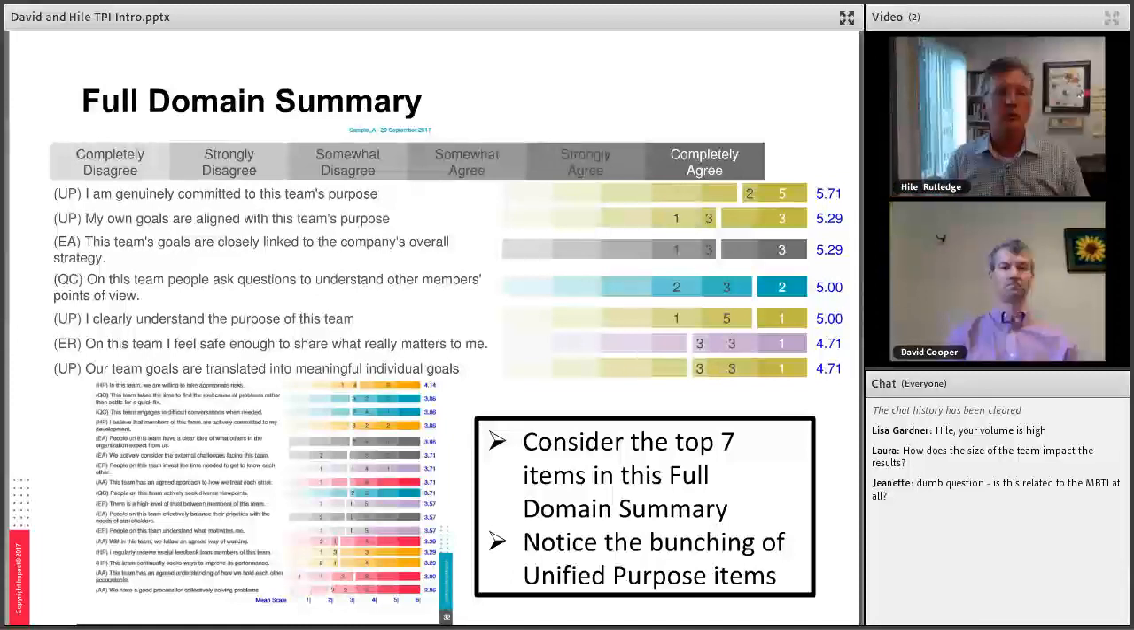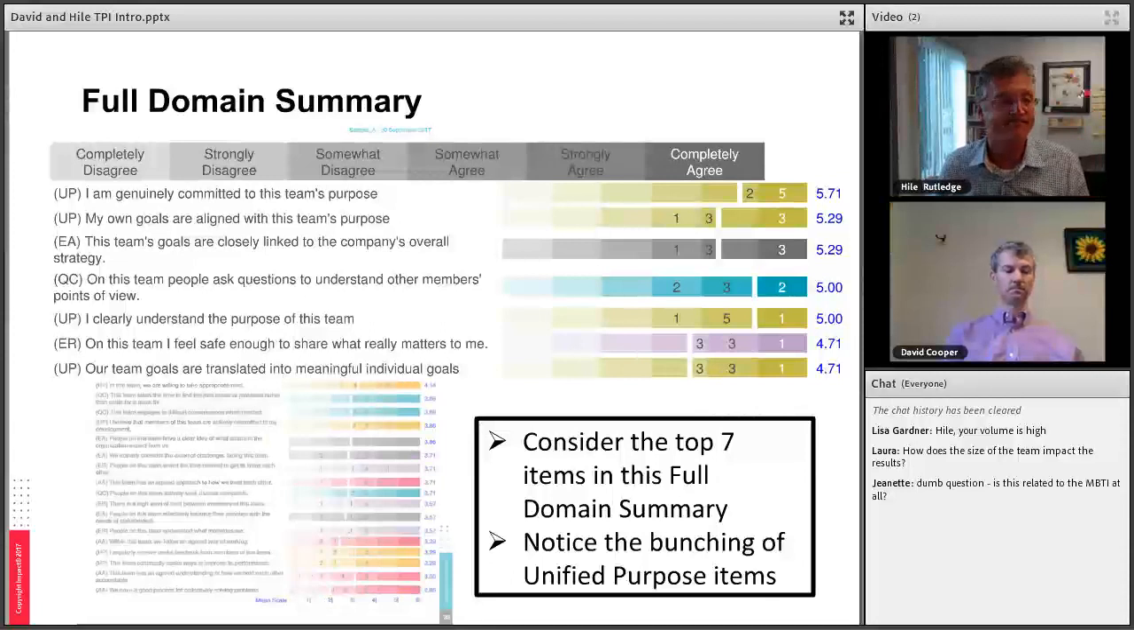And so when you do look at just the top 7, some things can jump out at you. When I look at this, what jumps out at me is all those green ones. That's unified purpose. And so this happens to be a team where unified purpose plays really strongly and centrally in this team's focus. That's certainly good.